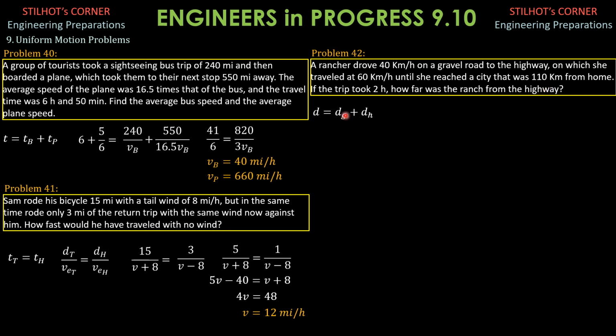D sub g is average speed on the gravel road times travel time, let's call it t sub g. So 110 equals 40 times t sub g plus the length of the highway, which is speed on the highway, 60, times travel time, quantity 2 hours minus t sub g, because the total trip took 2 hours. So this is the travel time along the highway.